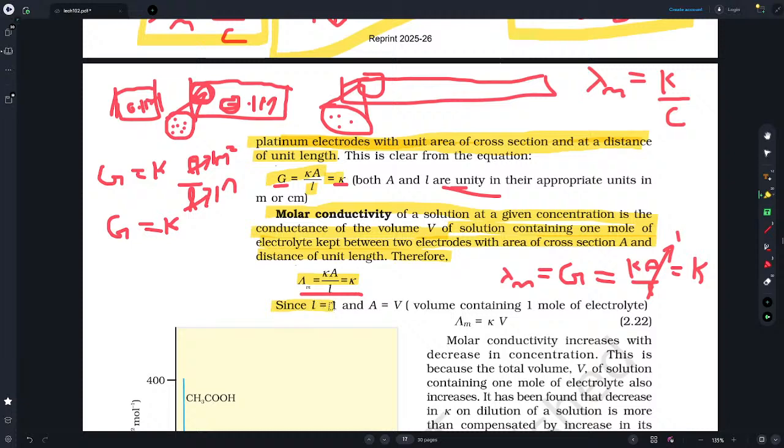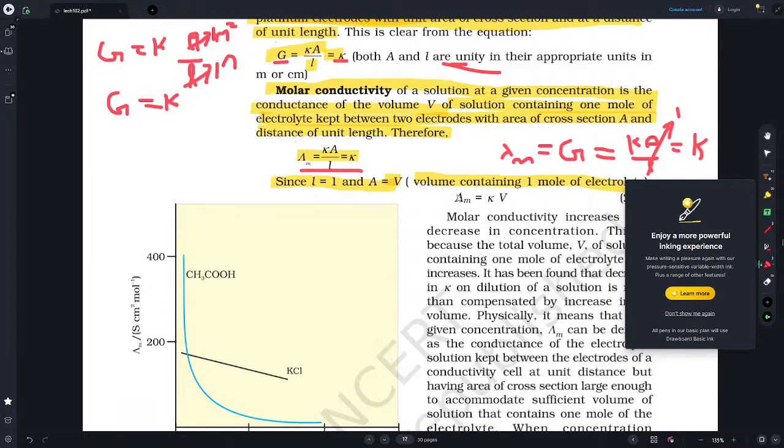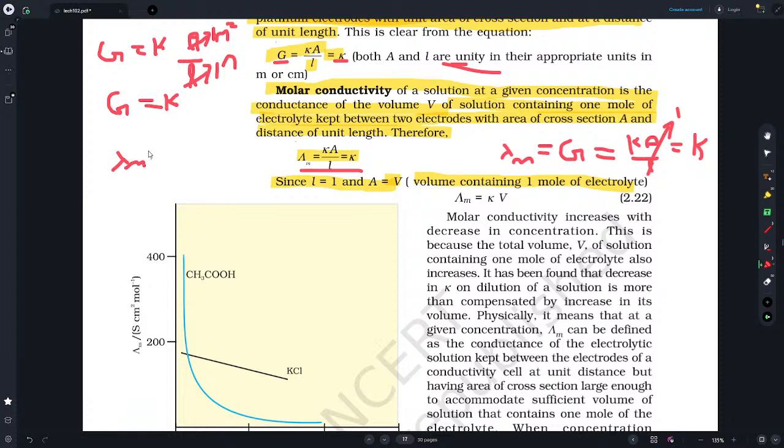Since L equals 1 and A equals V, where V is the volume containing 1 mole of the electrolyte, lambda m can be written as kappa into volume. Based on this equation, molar conductivity increases with decrease in concentration. Molar conductivity increases with decreasing concentration. This is because the total volume V of solution containing 1 mole of electrolyte also increases.